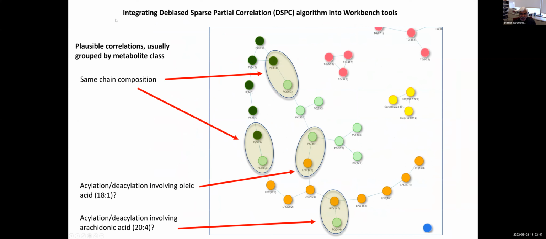Here's a more detailed version of the DSPC sparse partial correlation algorithm. When we incorporate it, we can look at the acylation involving arachidonic acid. We show acylation involving oleic acid, and same chain decomposition involving phosphatidylinositol 36:3 and into 38:3. So you can look at all of this in fairly routine ways.